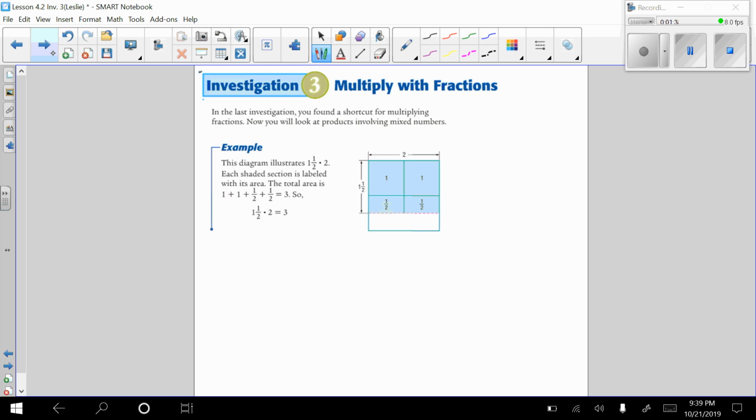Now, we talked about modeling already with fractions, so let's go ahead and look at this. If we had a diagram and we needed to illustrate 1 1/2 times 2, we would have to have one side be 1 1/2 and one side be 2. And if we're looking at this diagram, we can see that we'd have 2 whole squares shaded in and half of 2 more squares. So that would be like 1 plus 1 plus a half plus a half. So that would give me 3.